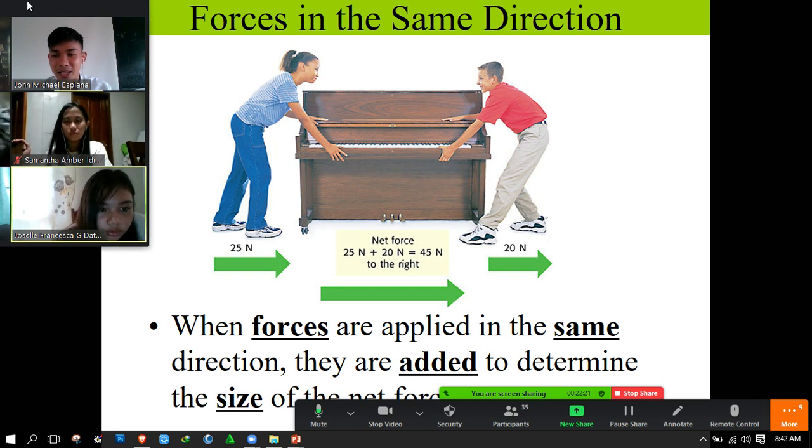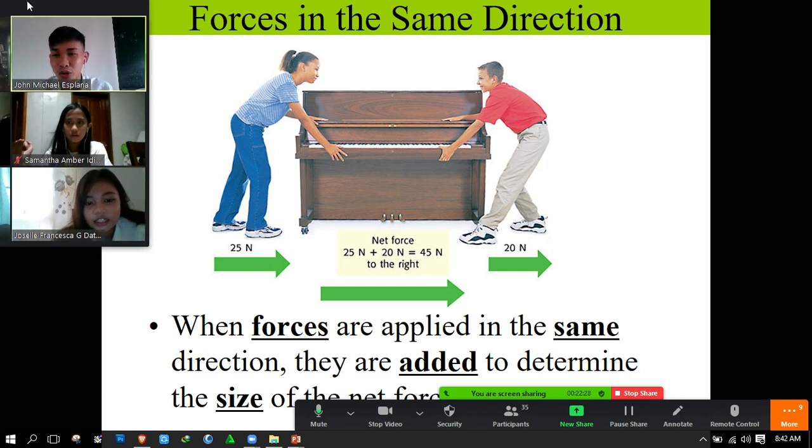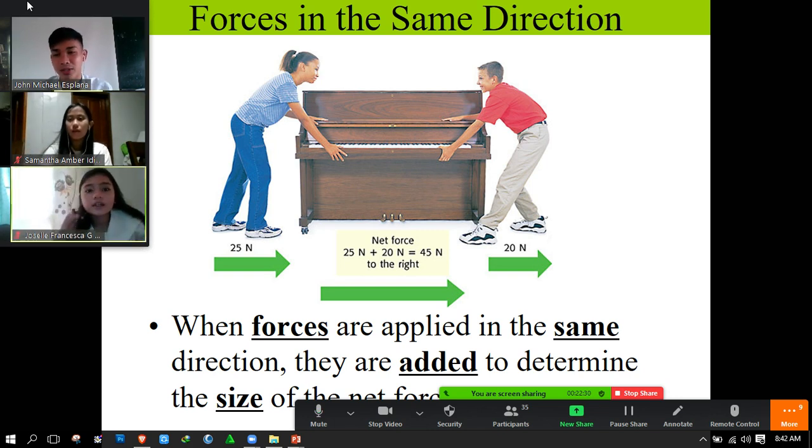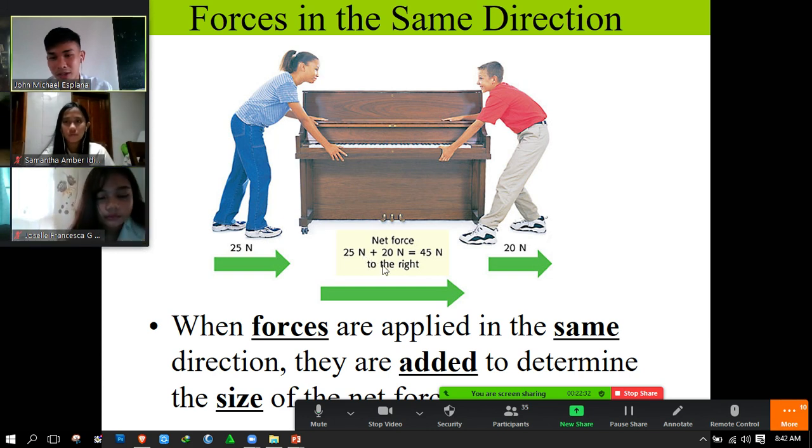Alin ang mas mataas? Mas mataas po yung Newton nung girl. Okay, so mas mataas yung Newton or yung magnitude ng force ng girl. Okay, so thank you.